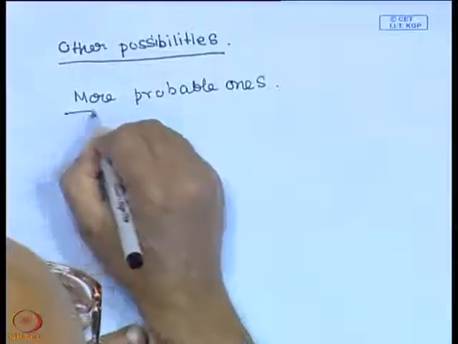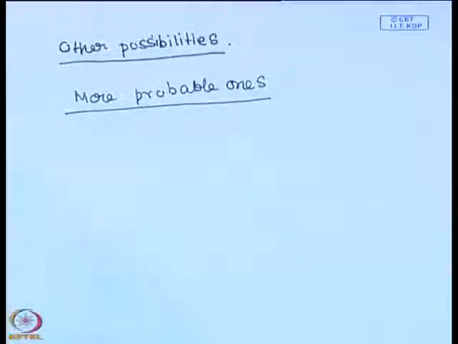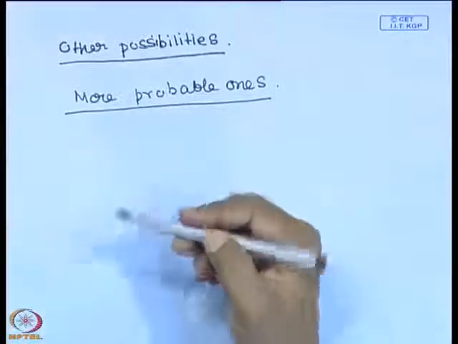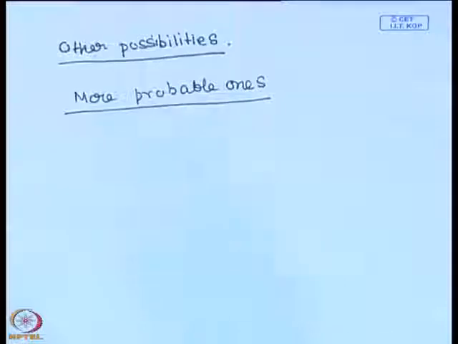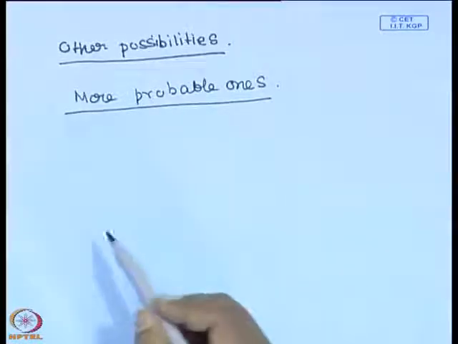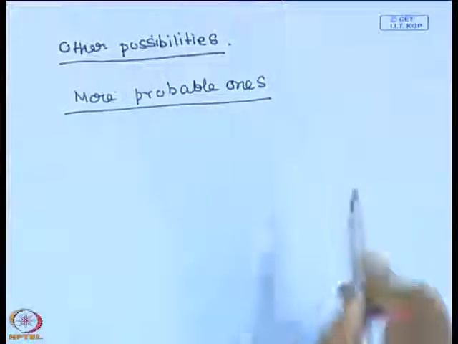So the most probable one we have already discussed. Amongst the lesser probable ones, we shall be discussing the ones which are somewhat more probable. There are many more which are extremely improbable, which we shall not be discussing at all. So let me now show you.